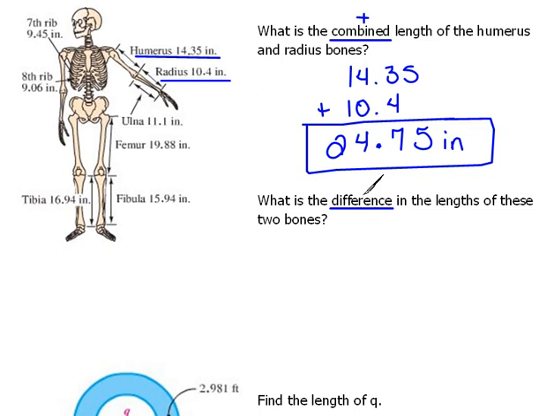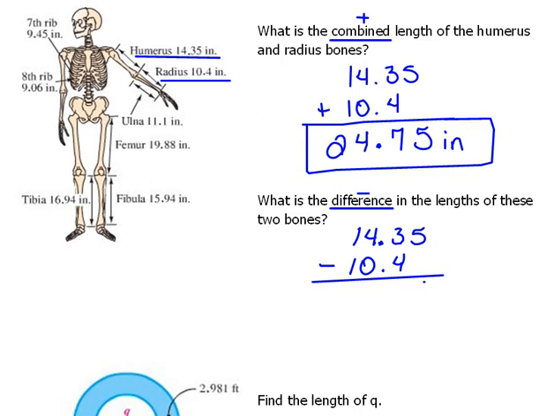So that keyword difference there is telling us to subtract those two things. So we're going to take that humerus, which was 14.35, and this time we're going to subtract the radius, which was 10.4. Now here again, if you need to put in a zero placeholder, you absolutely can. Generally, when the zero is on the bottom, we don't have to worry about it so much, because of course we're not going to be using it to borrow.